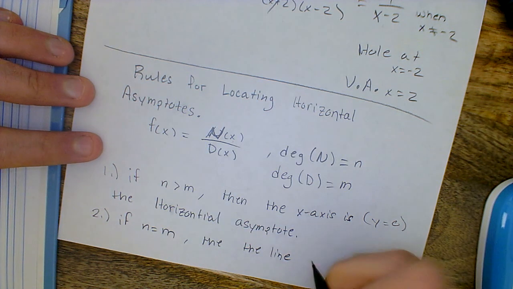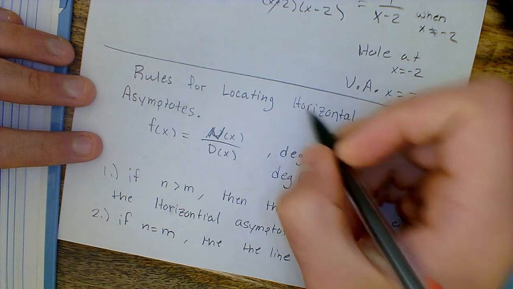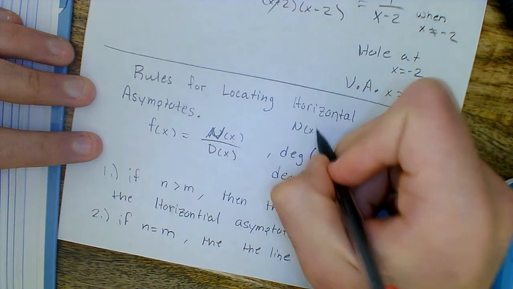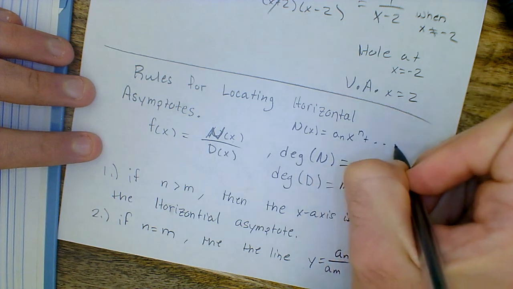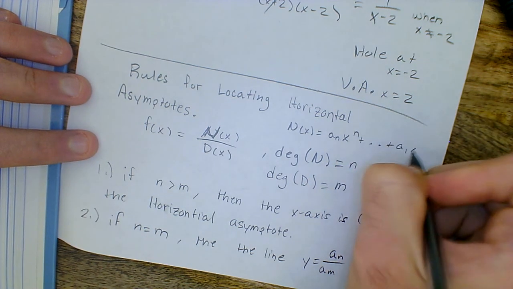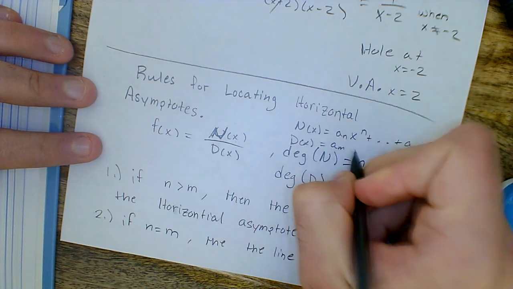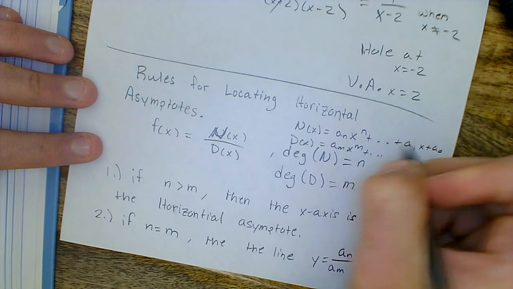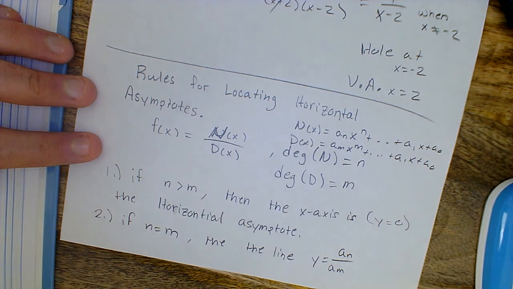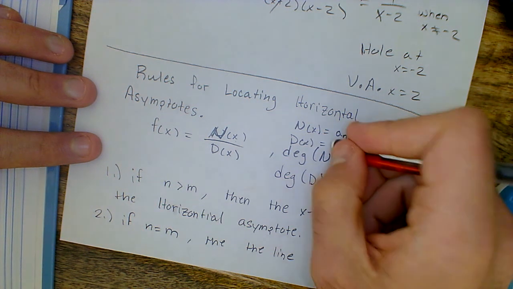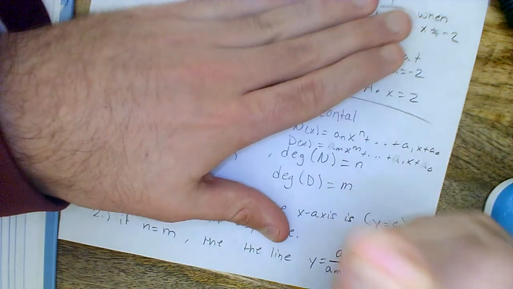So 2, if n equals m, then the line y equals, so this is the leading coefficient. So right, if it's a degree n, little n, then n of x is equal to a n x to the n plus dot dot dot plus a1 x plus a0. If degree m, this is b m x to the m plus dot dot dot plus b1 x plus b0, right? Okay, so technically I should call these b's because they're different numbers.